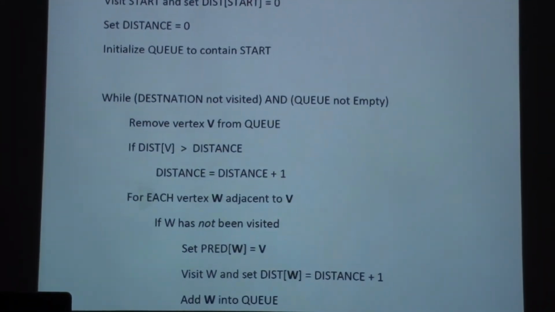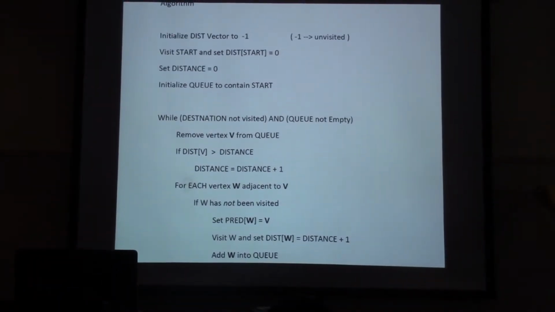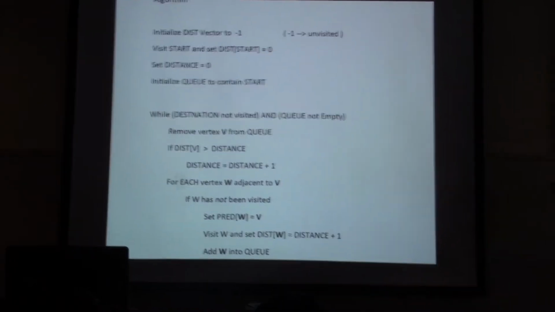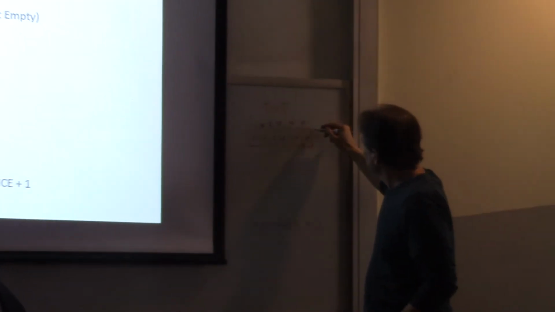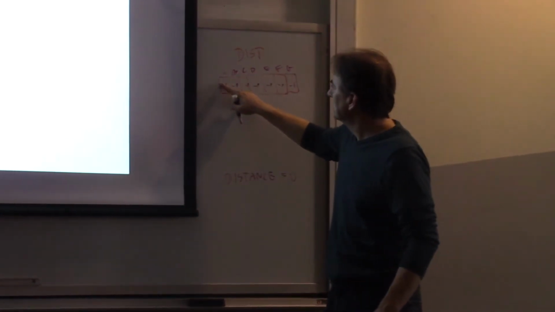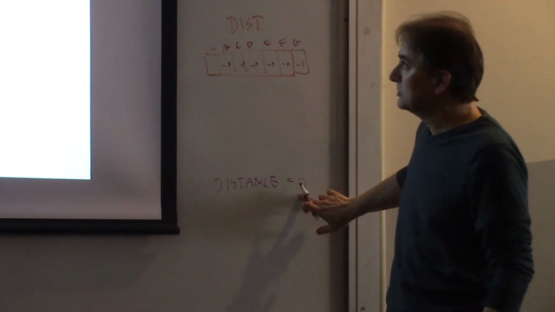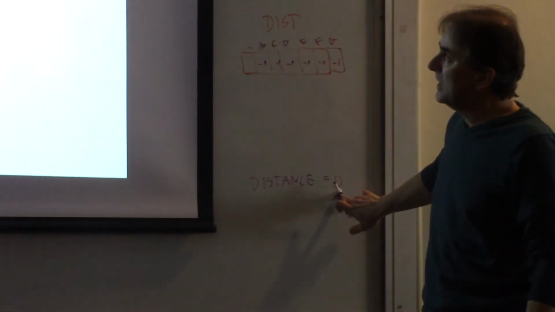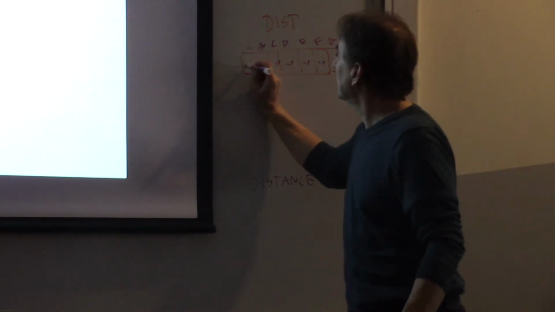Now the first thing we're going to do is visit start and set the distance of start to 0. So let's say we decide to start at A. Let's say this is A, B, C, D, E. I only have F, but anyway, it's just an example. So let's say I want to start at A. I'm going to set the distance equal to 0, which is already 0, and I'm going to set the DIST of start, which is our starting vertex, let's say A, equal to 0.